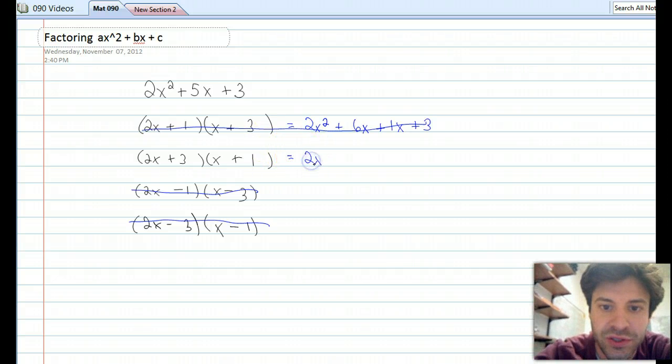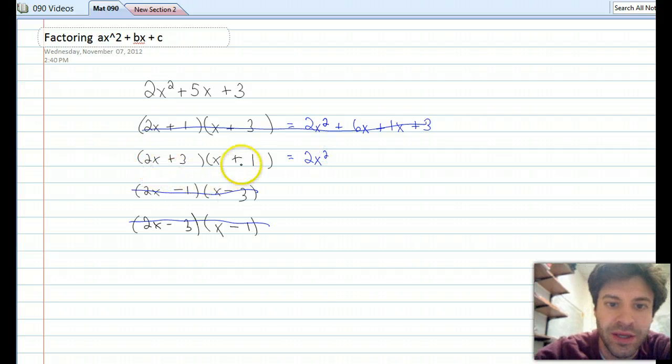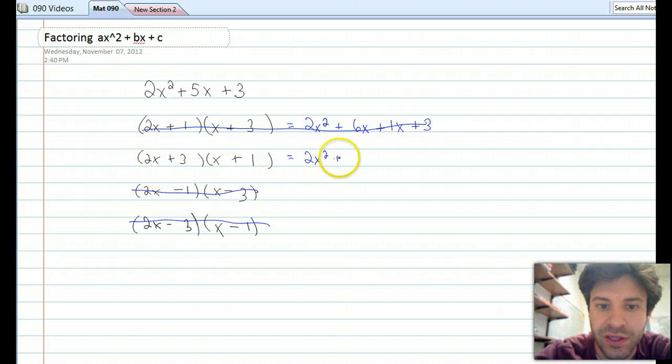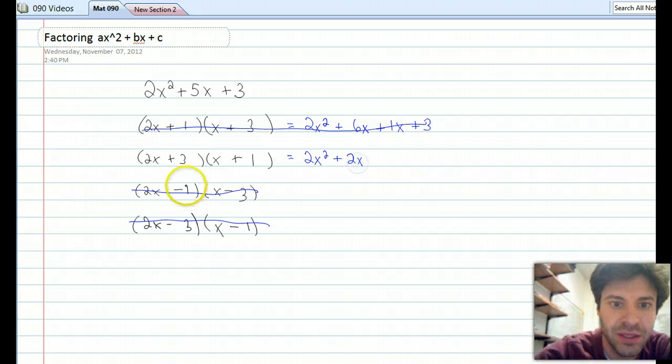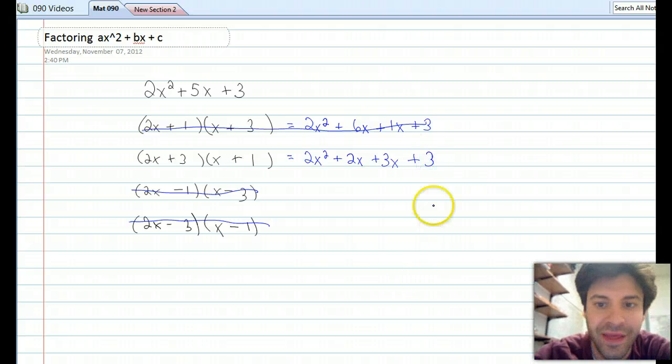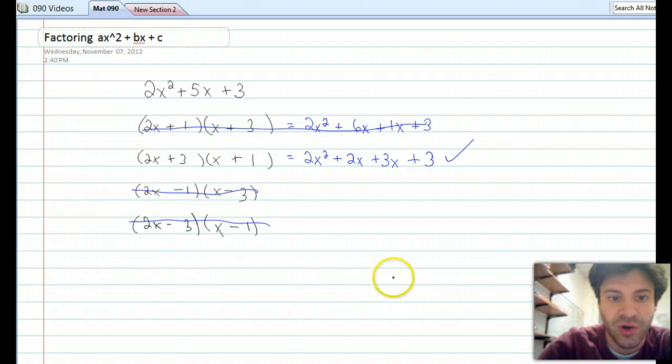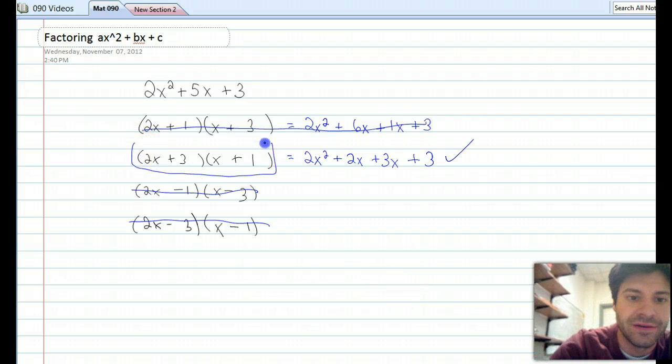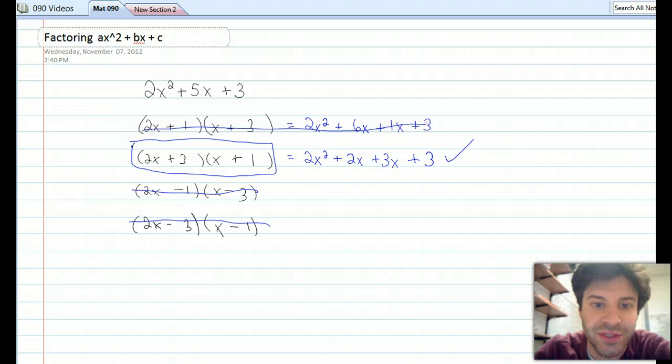First two terms give us a 2x squared. The outer two terms give us a +2x. The inner two terms give us a +3x. And the last two terms give us a +3. That actually does work, so we know that the correct answer in this problem, the correct way to factor this, is 2x plus 3, quantity times x plus 1.